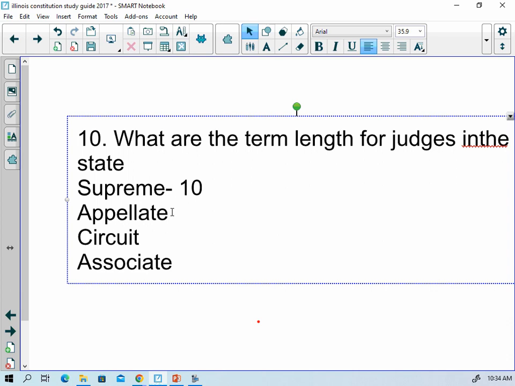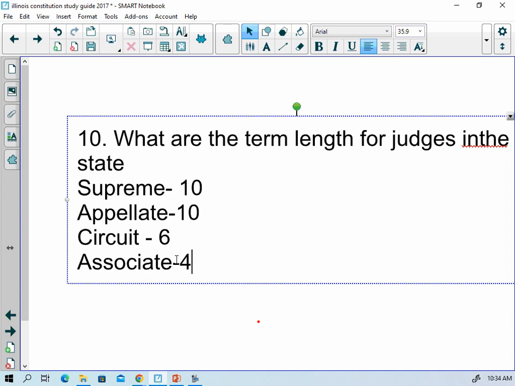Appellate court judges. It's 10. Good job. The next one is not 10. So this is where you have to think, it's not 0 either. It's 6. And associate judges are appointed for a term of 4 years.